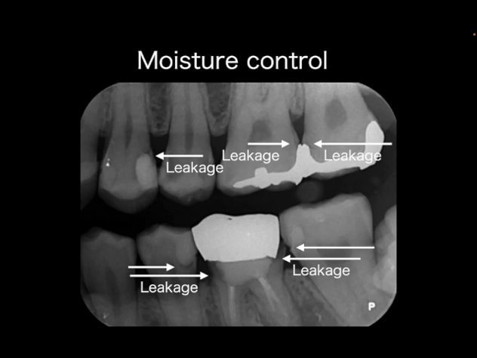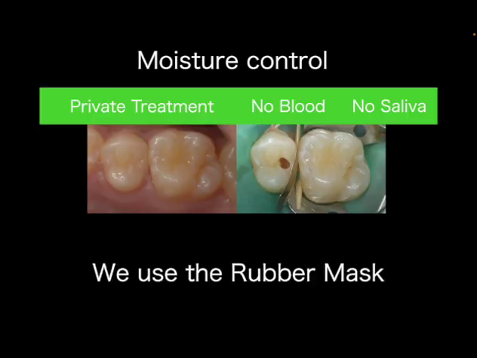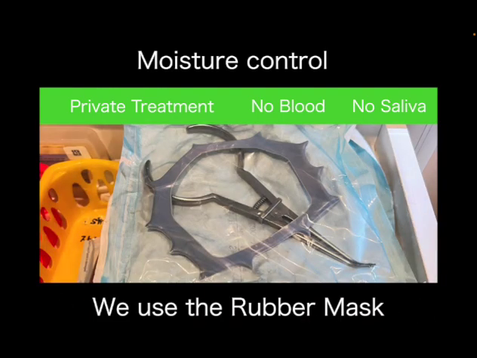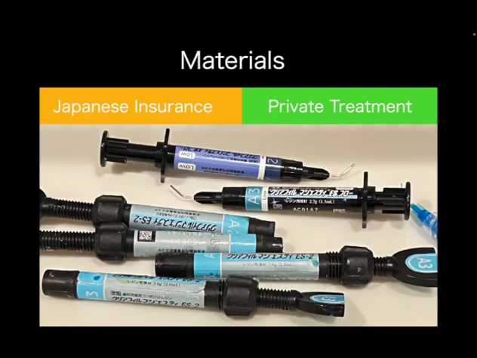On the other hand, for private treatment, we use a rubber dam to avoid a moist environment. We use the best materials for private treatment. However, the most important differences are the treatment time and the use of the microscope.